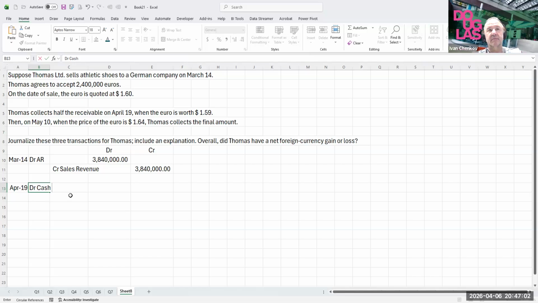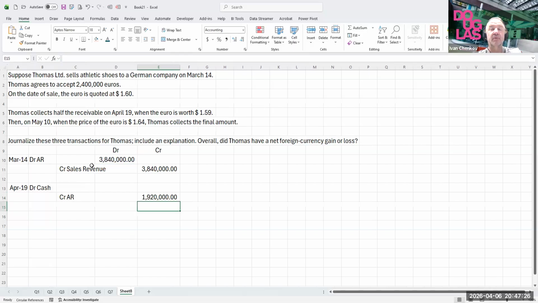He's getting half of it. Now, how much is the 1.2 million euro? It is the half. But he's getting half of the accounts receivable as well. So credit will be accounts receivable, and he's going to collect half of this, divided by 2. Now let's see how much 1.2 million euro is worth in Canadian. That's going to be equal to 1.2 million times 1.59.